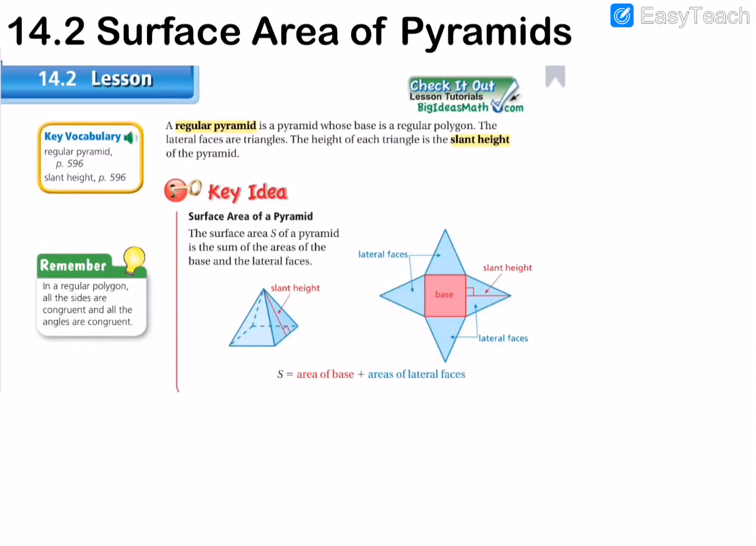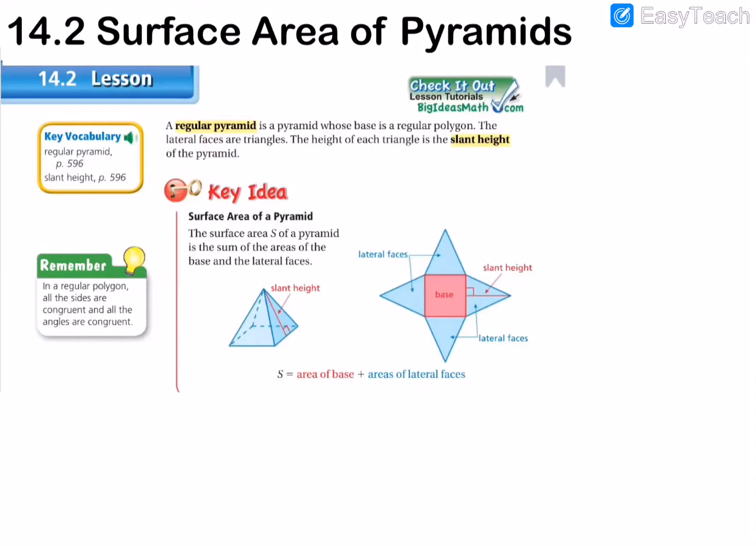Okay, so the height of each triangle is considered the slant height of the pyramid. When you're looking at the pyramid in its 3D form, it's not a straight up and down vertical line, it's more of a slanted line, so they call that the slant height. And you would use that slant height when finding the area of these triangular lateral faces.